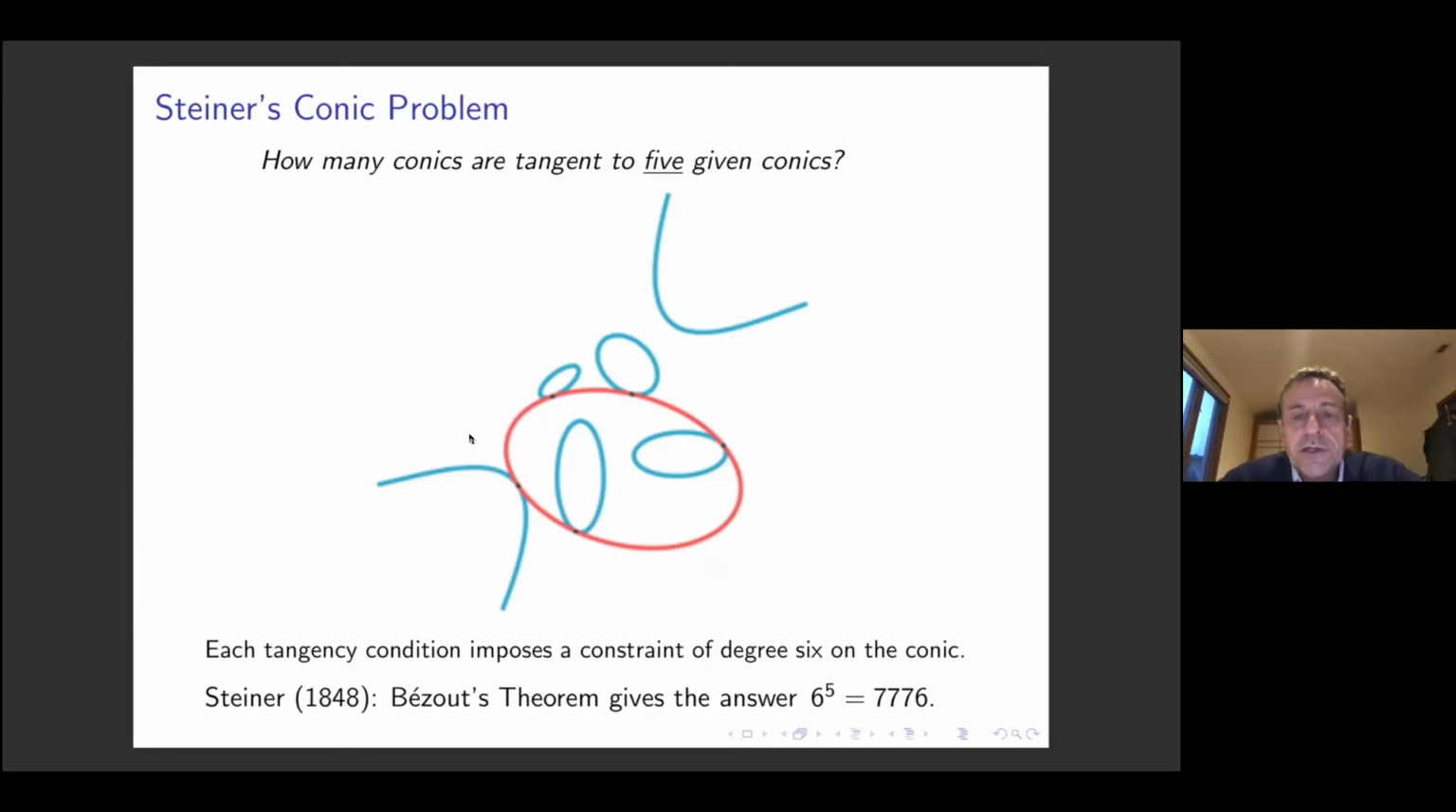Now ask the question: how many red conics are there that are tangent somewhere to each of the five given conics? Why is this a meaningful question? Well, there are 5 degrees of freedom to choose a red conic. There are 6 coefficients up to scaling, so 5 degrees of freedom. Each tangency imposes one condition on the red coefficients.